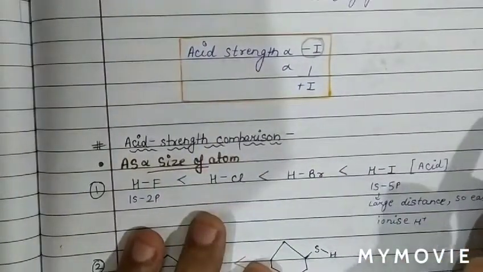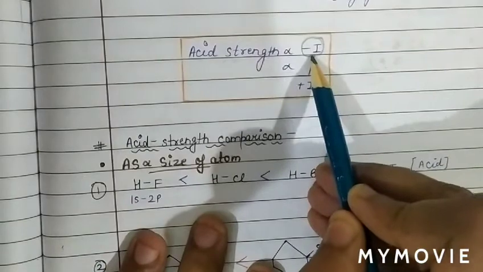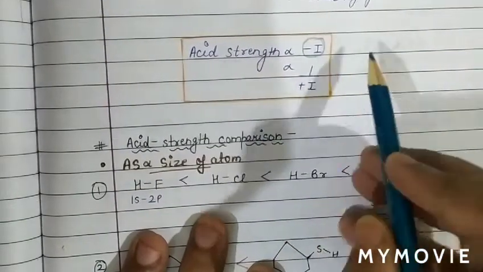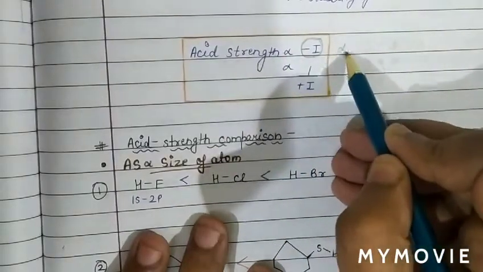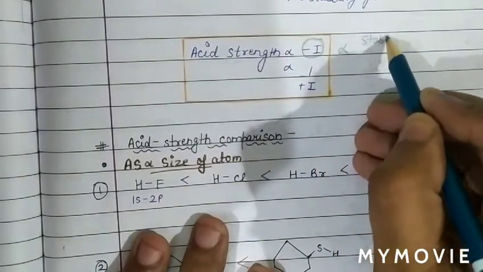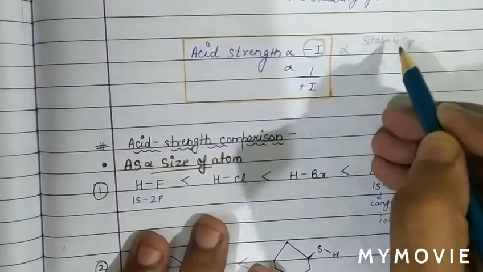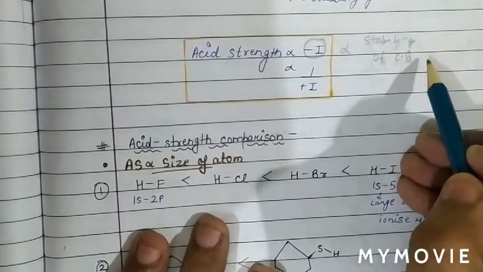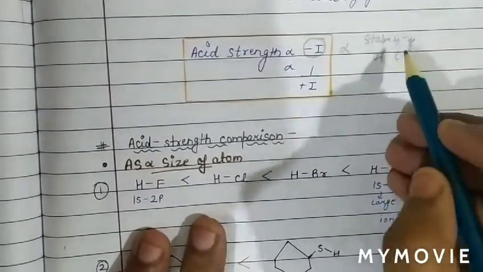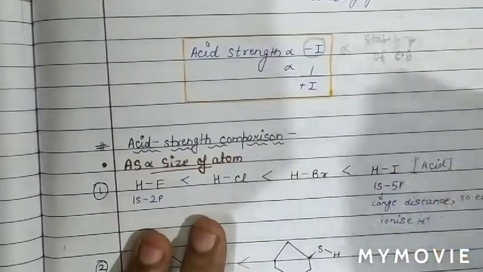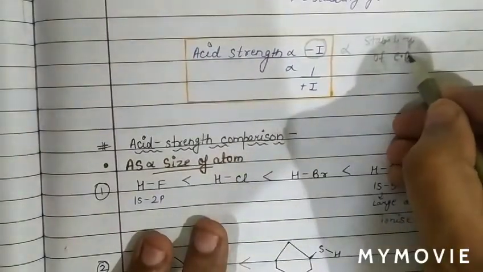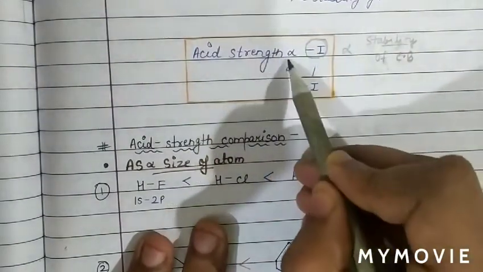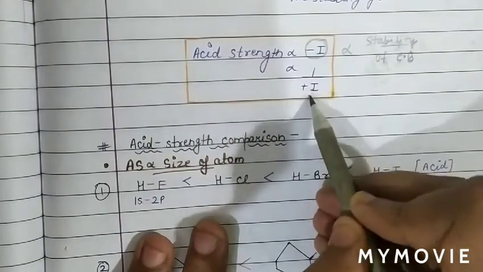So as we can see, acidic strength is directly proportional to the minus I group, and acidic strength is inversely proportional to the plus I group, because acidic strength is directly proportional to the stability of the conjugate base, or the carbanion obtained by the loss of H plus ion. So basically the acidic strength depends on the stability of the conjugate base. The stability of the conjugate base will decide the acidic strength, and acidic strength is directly proportional to the minus I group and inversely proportional to the plus I group.